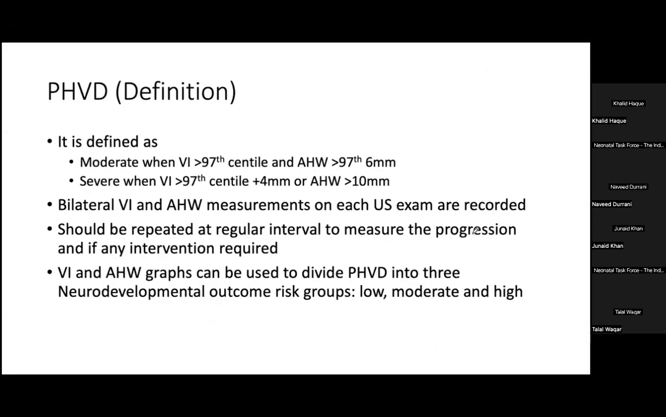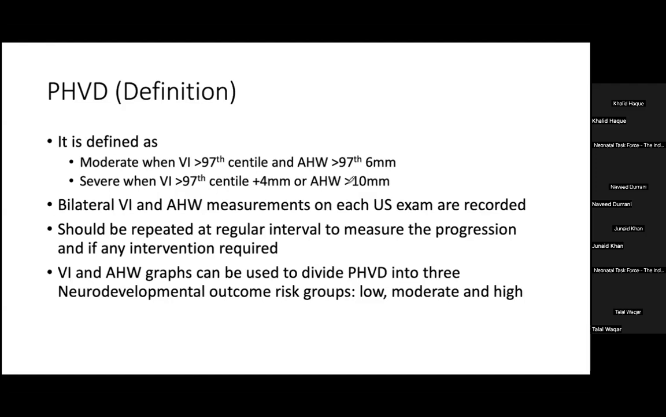So the last one, I thought we will discuss normal post-hemorrhagic ventricular dilatation here, because it's better to see the measurements and finish it here rather than next week. It is defined as moderate when the ventricular index is more than the 95th centile and the anterior horn width is more than the 97th centile, which is 6 millimeter. And it will be severe when it is more than the 97th centile plus 4 millimeter, and the anterior horn width is more than 10 millimeter.